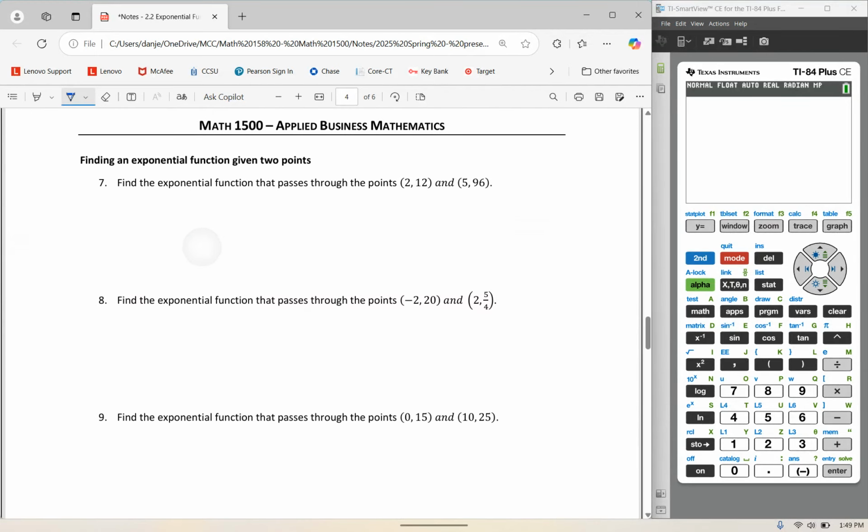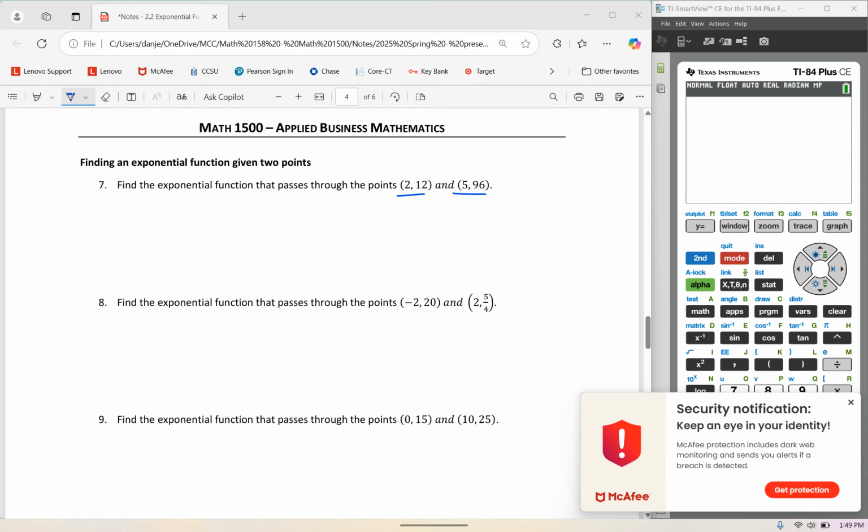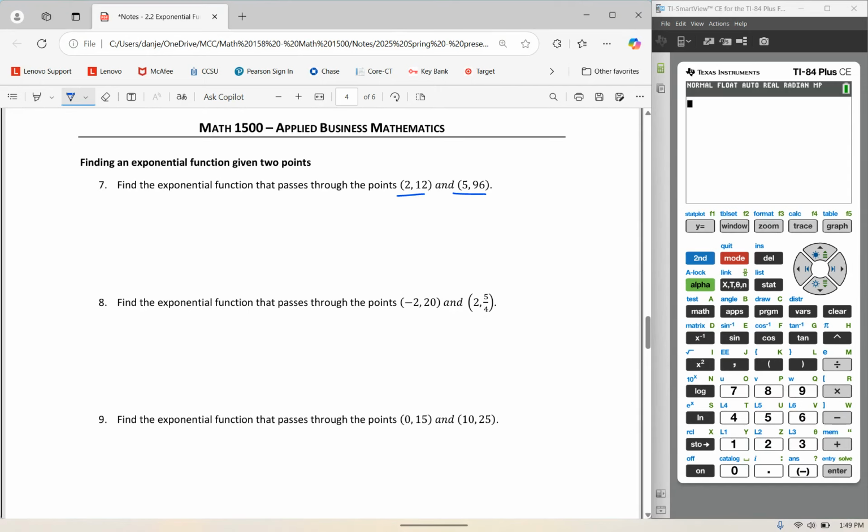All right. So I just have a few things. We talk about lines, right? If I have 2 points, I should be able to find the equation of a line that goes through those 2 points. Similarly, if I have 2 points, I should be able to find the equation of the exponential function that goes through those 2 points. y equals a b to the x. If x is 2, y is 12. So that gives me the equation 12 equals a times b to the second.